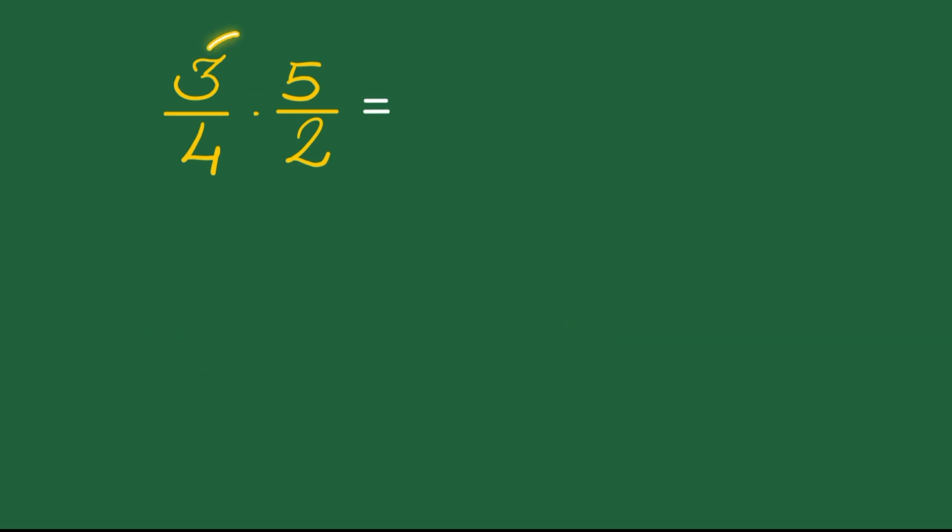When we need to multiply two fractions, we proceed by multiplying the numerators and the denominators. In our case, 5 times 3 equals 15 and 4 times 2 equals 8.